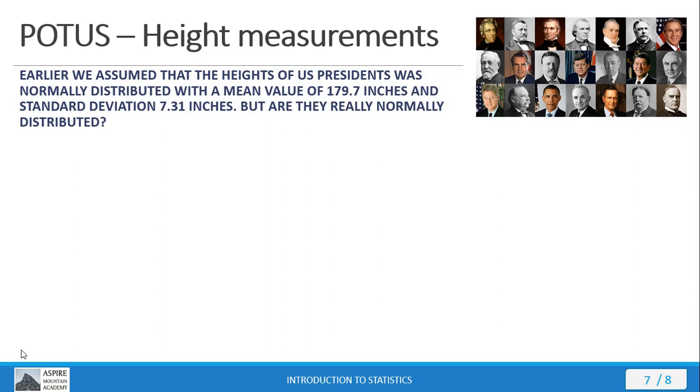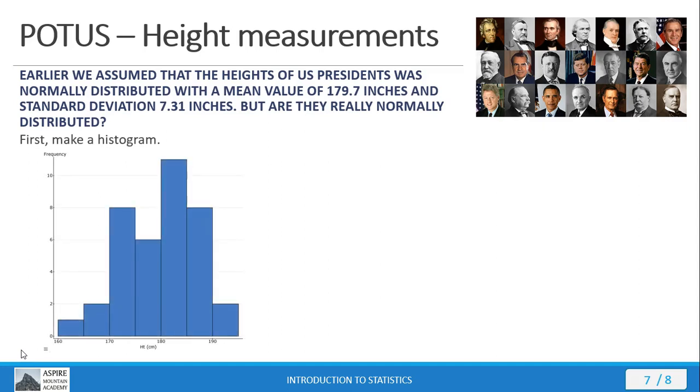Okay, let's see how well you did with this. So, first thing you're going to do is make a histogram. So when you go ahead and make that histogram, it's going to look something like this. This is the height data in the POTUS data file. And notice, yeah, it looks like it's a little skewed, but generally speaking, you could say that there's a bell shape to it and the presence of no outliers.